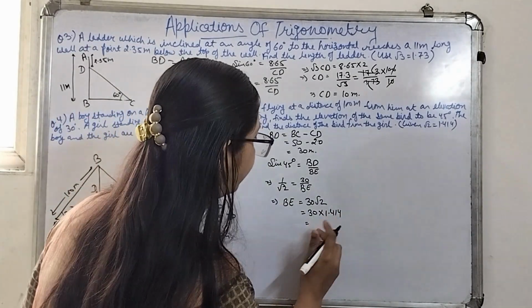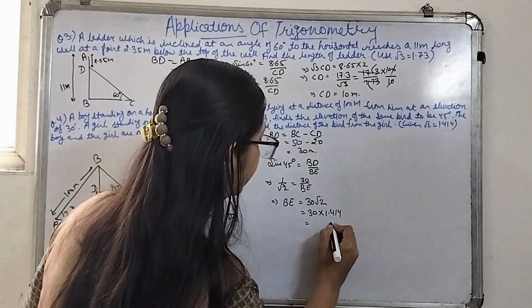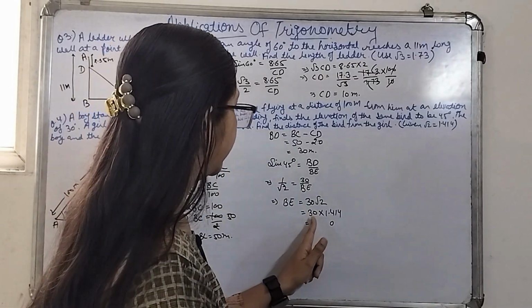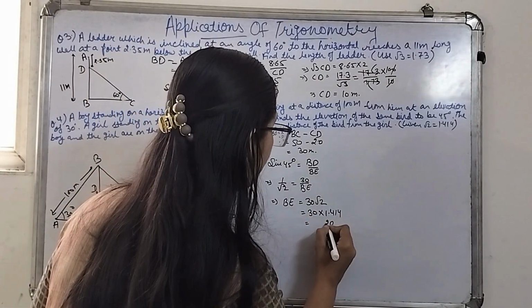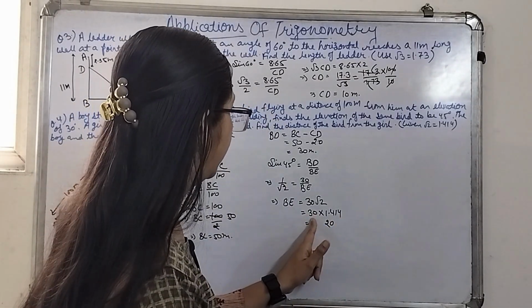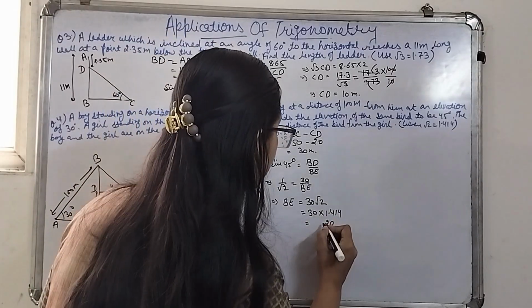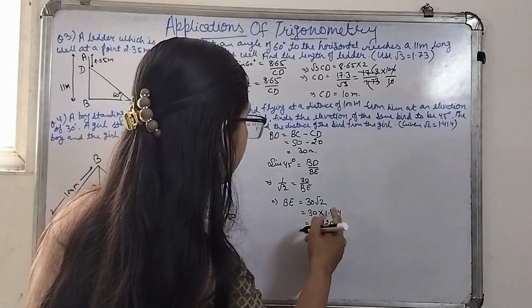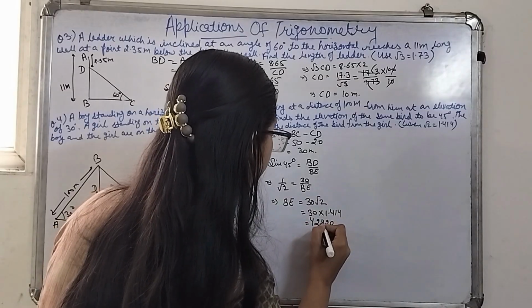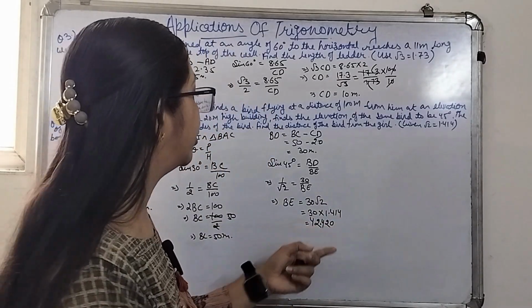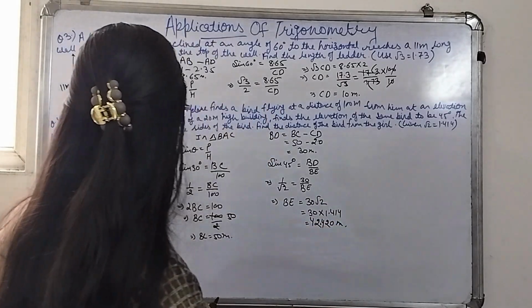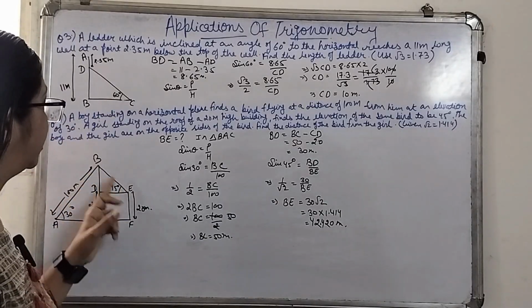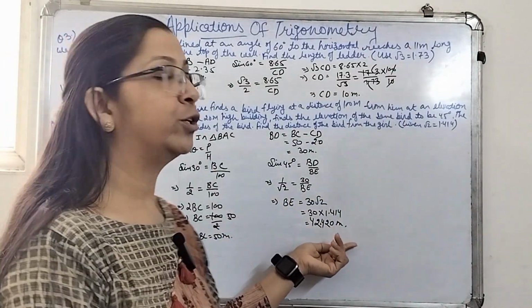So if we solve it further, 0 will come over here. Now 4 3s are 12, 2 carry over 1. 3 multiplied by 1 is 3 and 1, 4. 3 4s are 12, 2 carry over 1. 3 1s are 3 and 4. So it will be 42.42 meter. That means the distance between the girl and the bird is 42.42 meter.